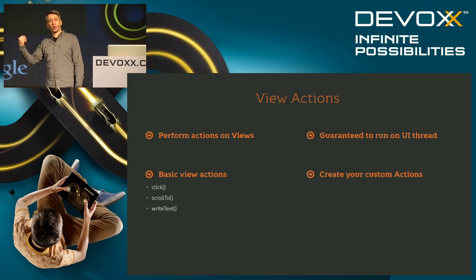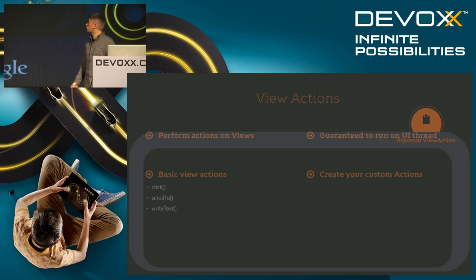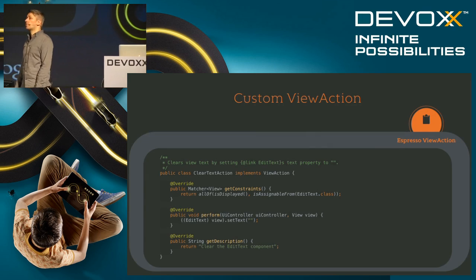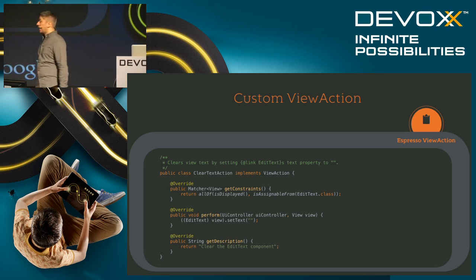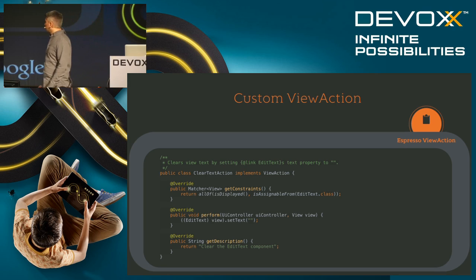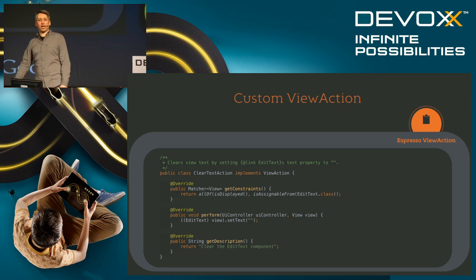Besides that, you can also quite easily make your own custom actions. Let's take a quick look. Let's say that you would want to write an action whereby a text field is cleared. That's a little bit of a bad example because this is already in Espresso, but it's a simple one just for documentation and illustration. So let's say I want to write a clear text action.